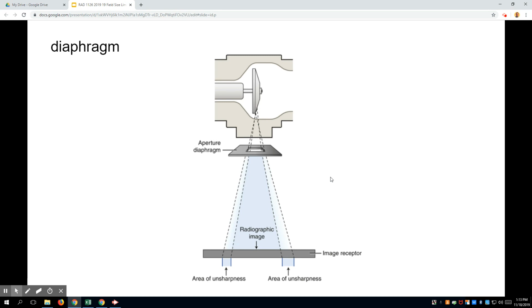But some rooms are very, very specialized, right? Like a room where you're doing feet, the tube goes unbelievably low. You can get that thing way down to the ground. But a diaphragm would be some type of cutout that isn't exactly in the tube, but will then limit the beam. And the idea here is you're cutting out, again, those peripheral areas of the beam, which is going to give you your penumbra, your area of unsharpness down at the bottom there.